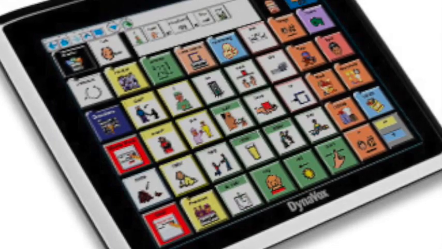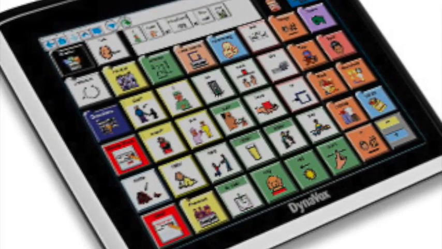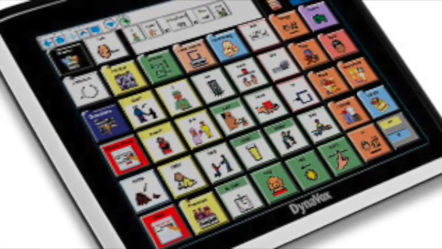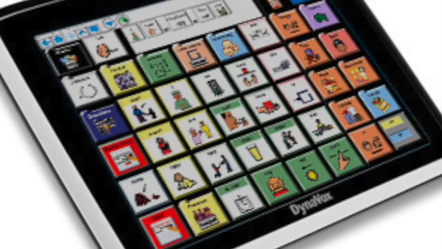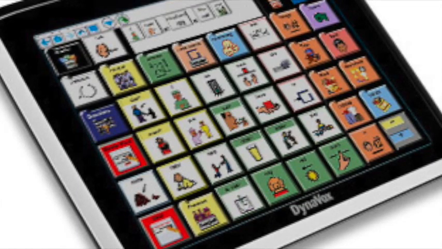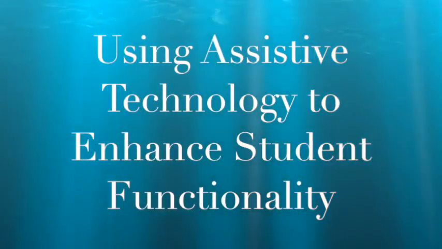Assistive technology devices are available in a variety of categories to address functional capabilities of students with disabilities. These categories include, but are not limited to, academic and learning aids.